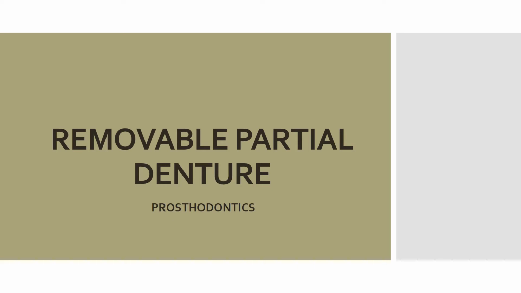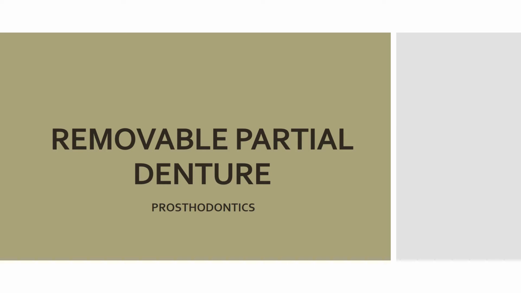Fixed are those which get fixed into your mouth. Removable are those which the patient can remove and wear. And implants are the branch of prosthodontics in which screws are embedded into the bone. Now, removable dentures are again classified into two types, complete and partial.